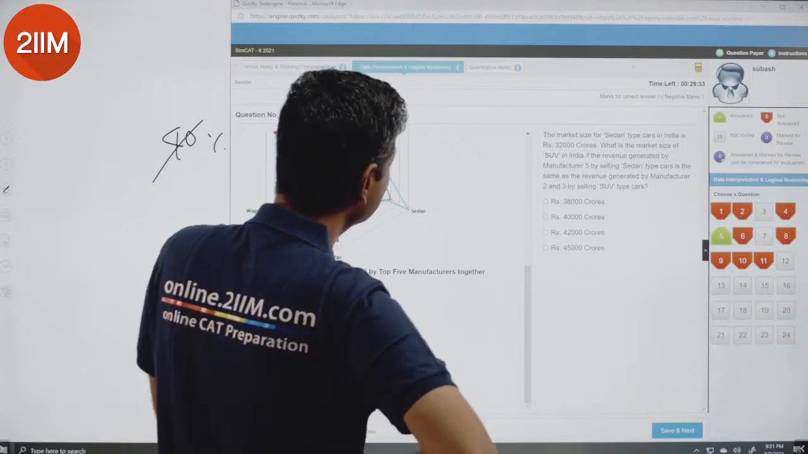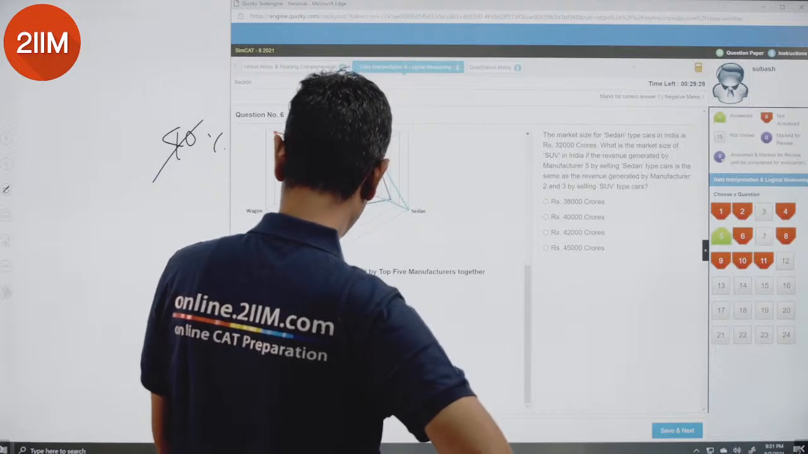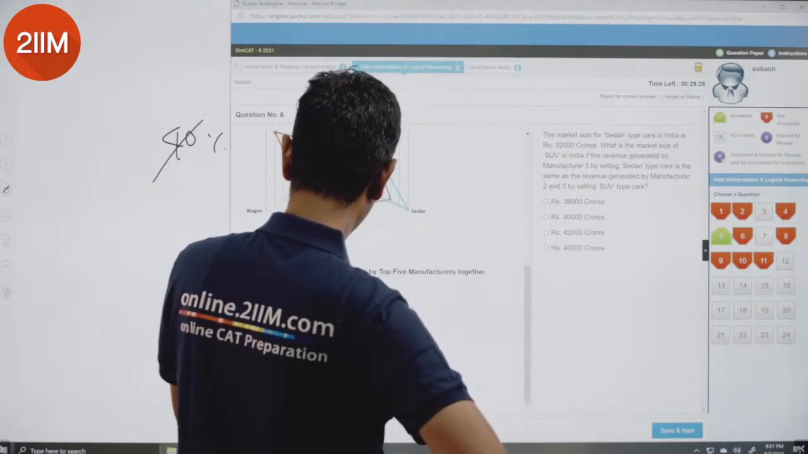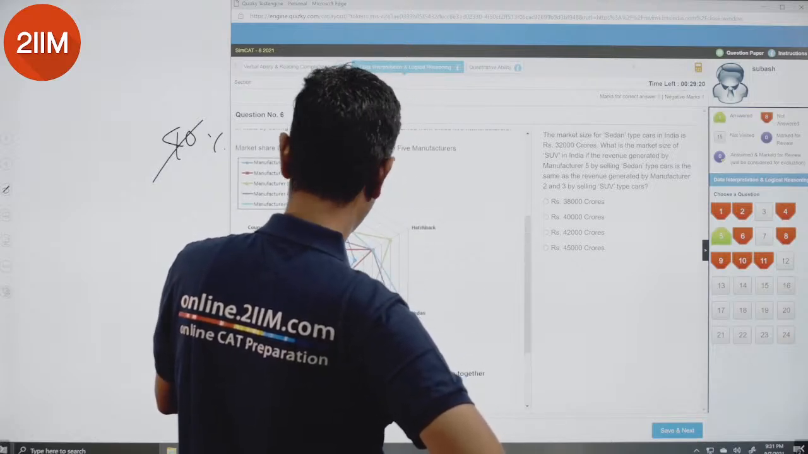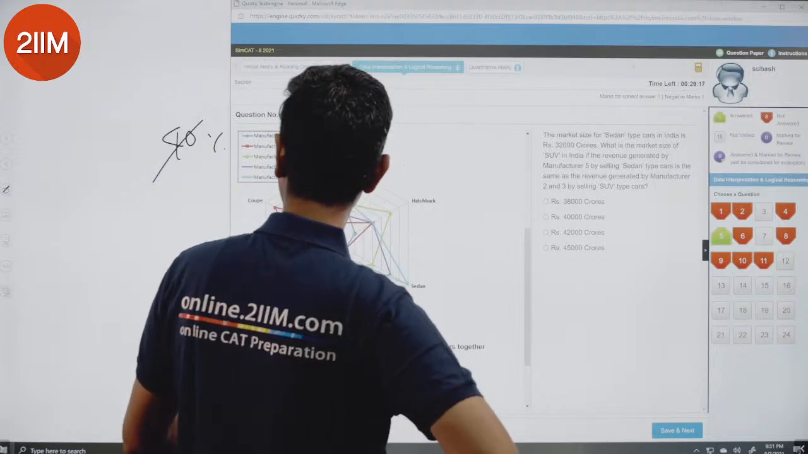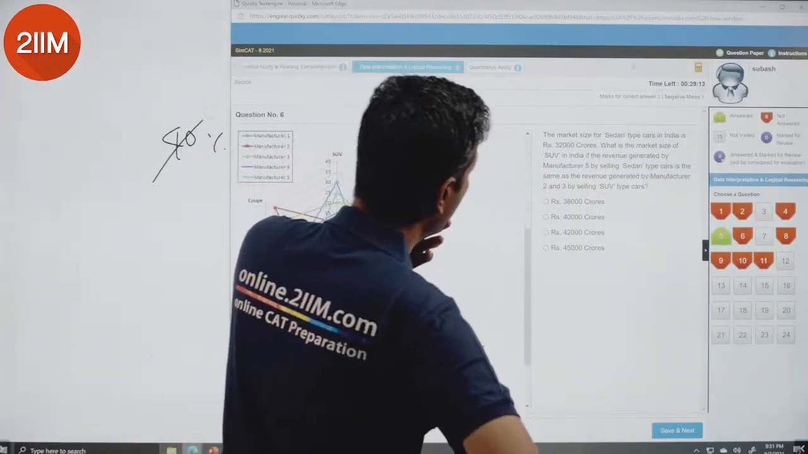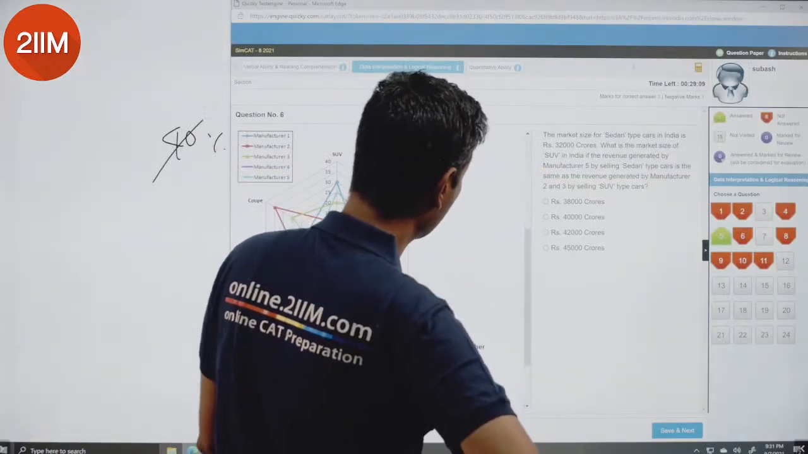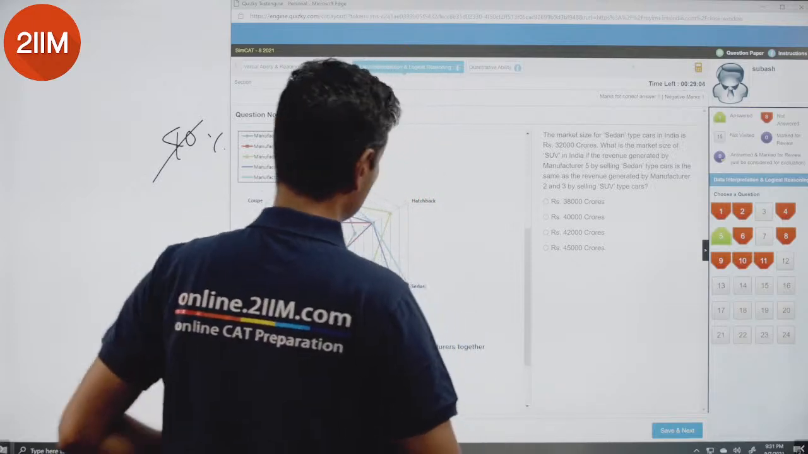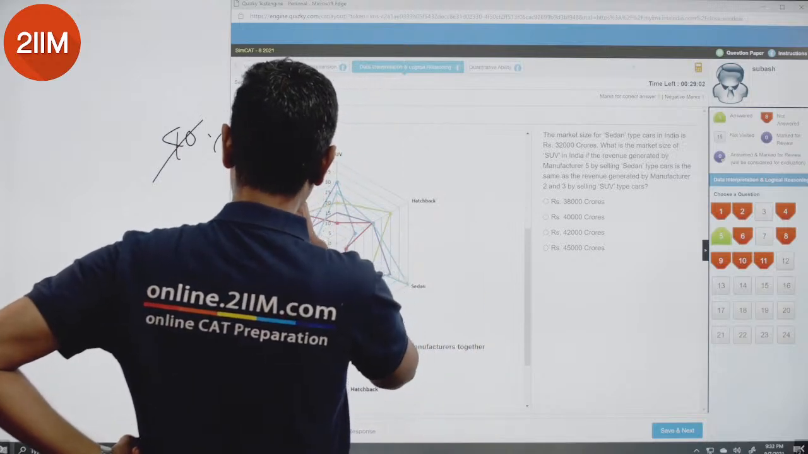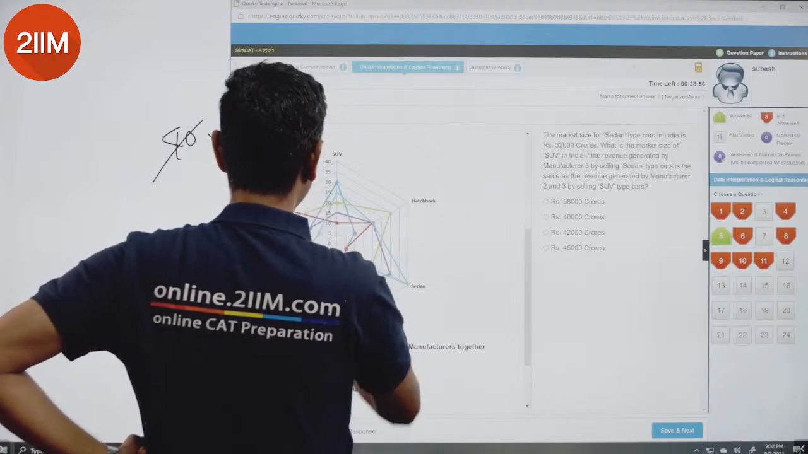Let's do this one more time. Sedan is 32,000. Market size of manufacturer 5 by selling sedan type. Sedan 75% of 32,000 crores. Manufacturer 5 is blue in color, and in sedan he has a 40% share. 40% of 75% of 32,000 crores. That is good. Manufacturer 2 and 3 by selling SUV types. SUV is here. Sorry, SUV is here. Okay, 2 and 3. 2 and 3 are red and light green. I think that's where I made the mistake. 10 and 20, 30%.